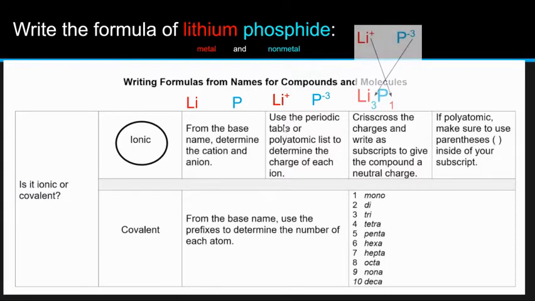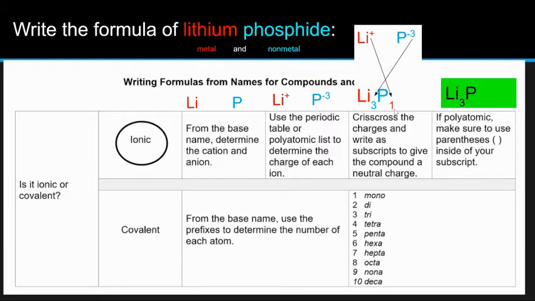So if we crisscross, the +1 charge on lithium becomes the 1 atom of phosphorus we need. The -3 charge on phosphorus becomes the 3 atoms of lithium we need. Notice the numbers go in, but the charges do not. A formula does not have charges in it. It's a ratio of atoms. So we can see that we're going to need 3 lithium atoms to combine with 1 phosphorus atom in this formula. We don't have to write 1 subscripts, so our final formula would be written as Li3P.